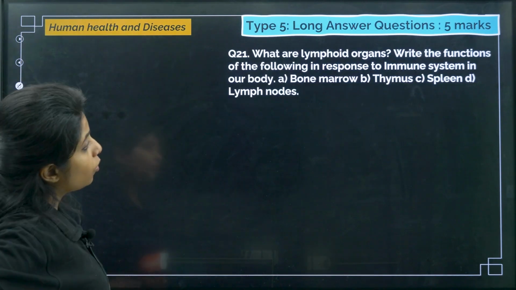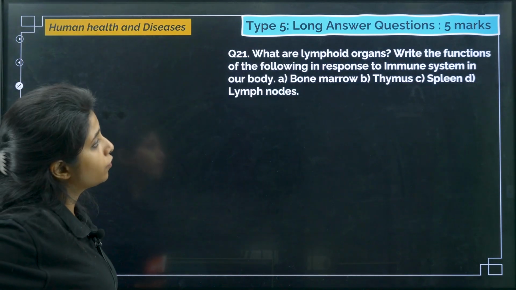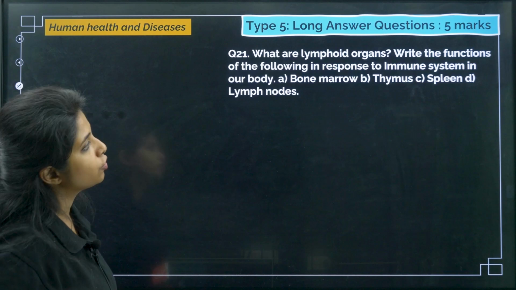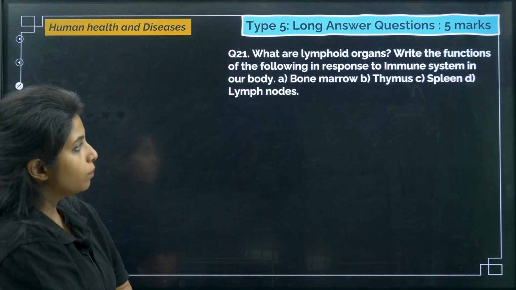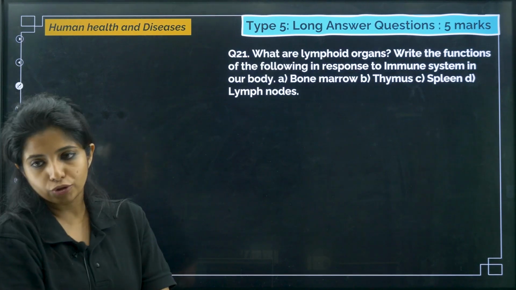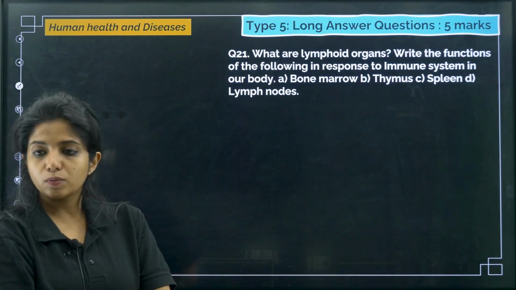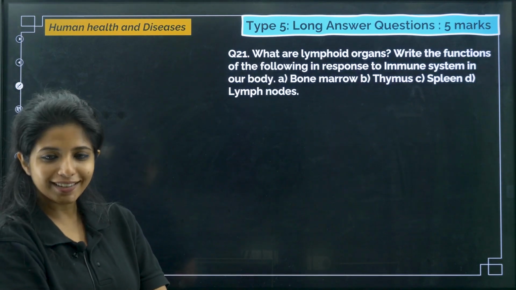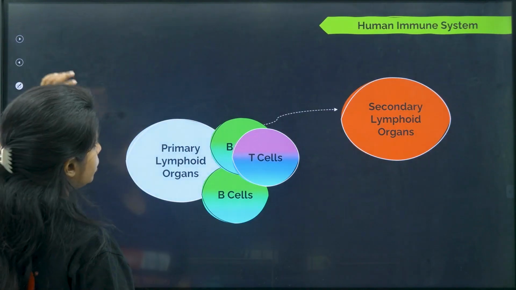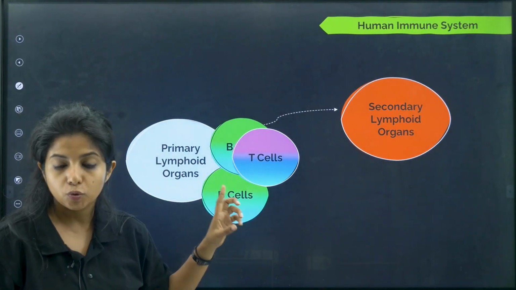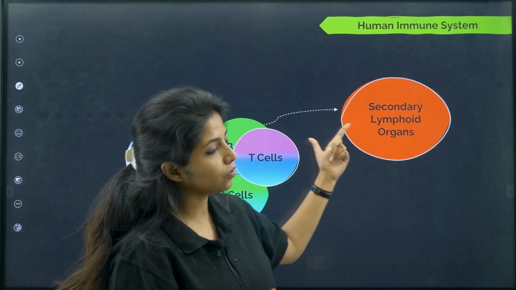Next question. What are lymphoid organs? Write the functions of the following in response to immune system in our body: bone marrow, thymus, spleen and lymph nodes. So lymph nodes we have studied, thymus also we have studied, bone marrow we'll study a bit and spleen also we'll study a bit. Okay, are you ready? So let's see what are the lymphoid organs. I already told you there are two types of lymphoid organs. One is primary lymphoid organ, the other is secondary lymphoid organs.